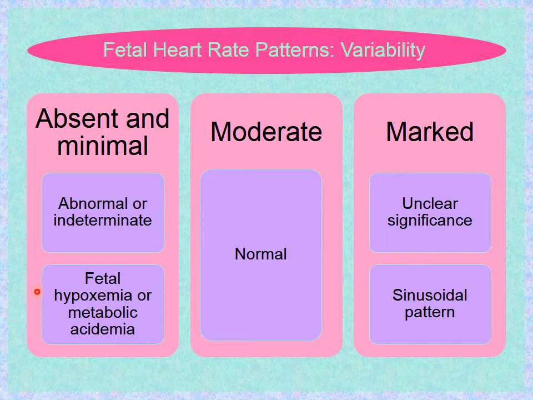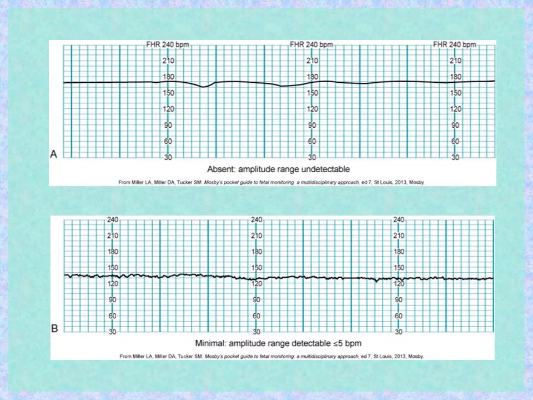Absent or minimal variability can be classified as either abnormal or indeterminate and as a result of fetal hypoxemia or metabolic acidemia. Absent or minimal variability is also caused by CNS depressant medication, such as analgesics, narcotics, barbiturates, and phenobarbital, tranquilizers, phenothiazines, and general anesthetics. Minimal variability can occur with tachycardia or prematurity. It can also occur when the fetus is temporarily in a sleep state. Sleep states generally do not last longer than 30 minutes.